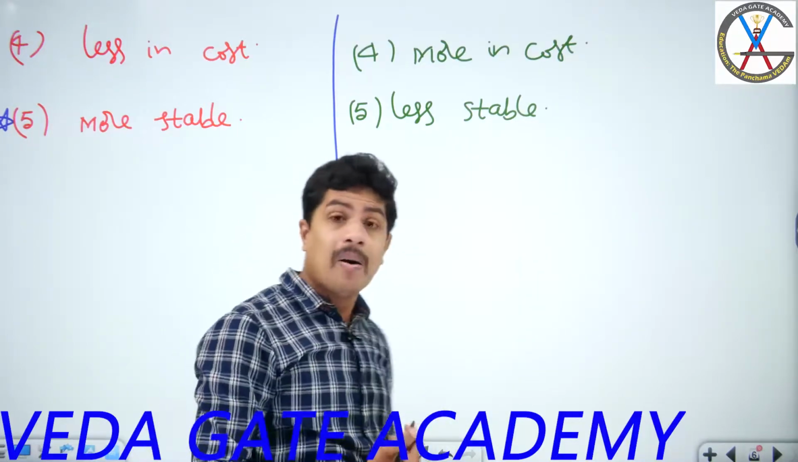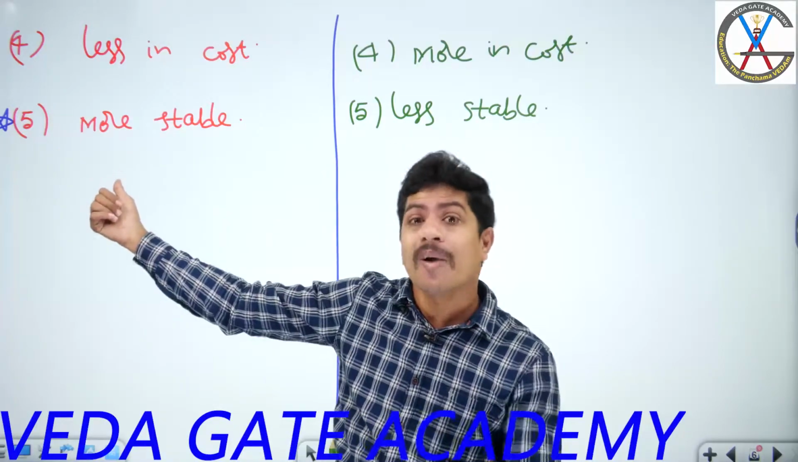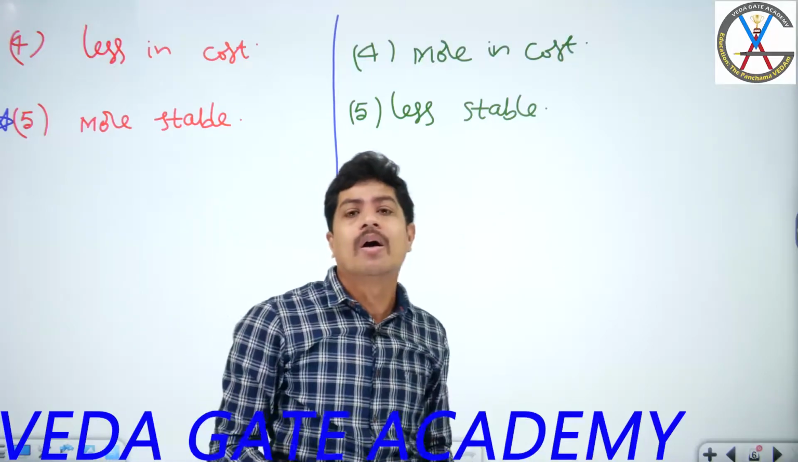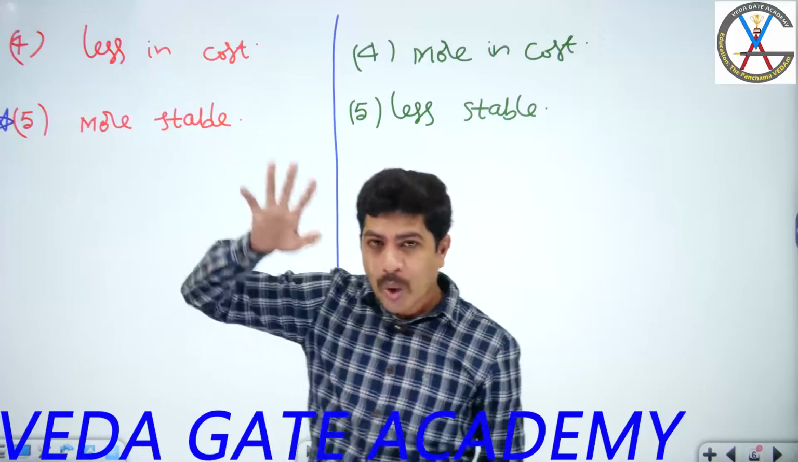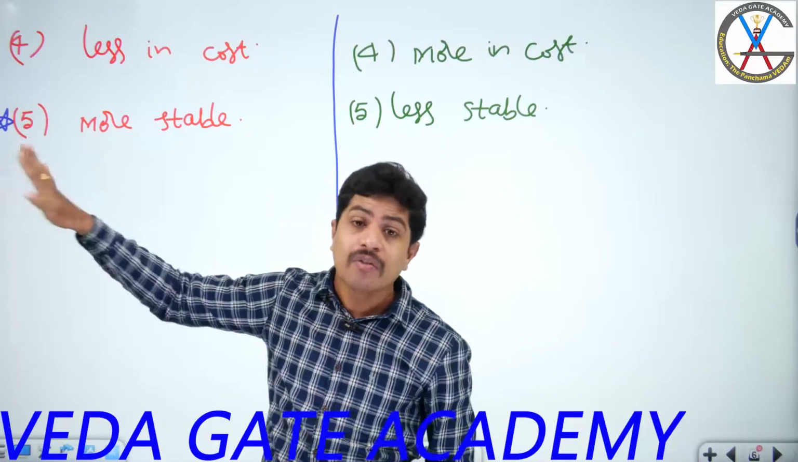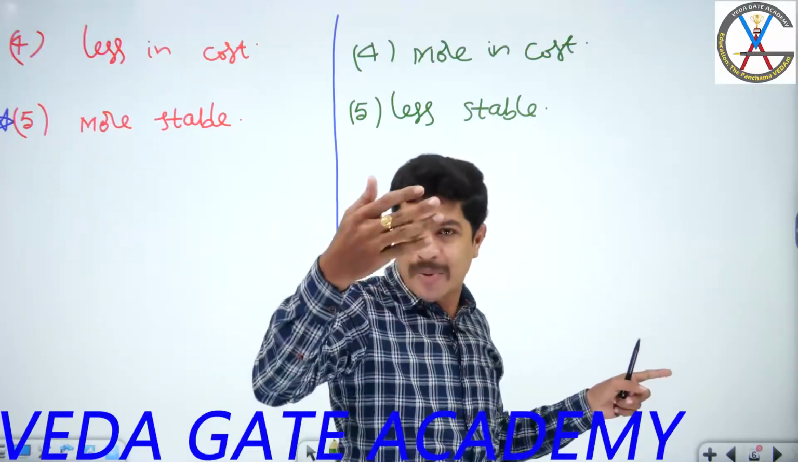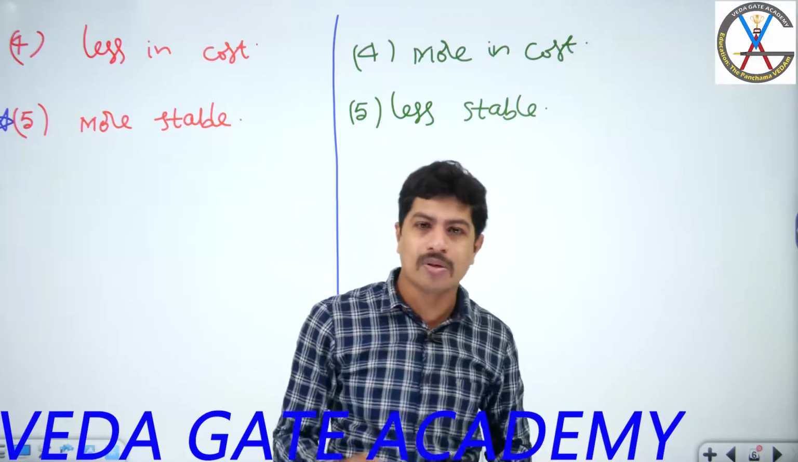But if you are taking an open loop unstable system, by applying a proper closed loop, we can make it stable. Please do remember, if you are taking an open loop stable system and you make the same system into closed loop, there are chances of becoming unstable, or stability will be reduced. Okay, that is the first point about stability.